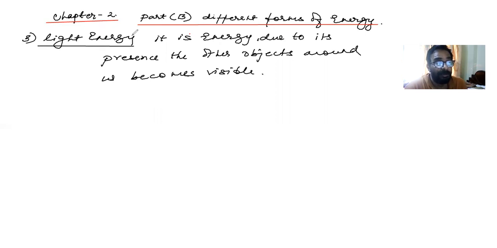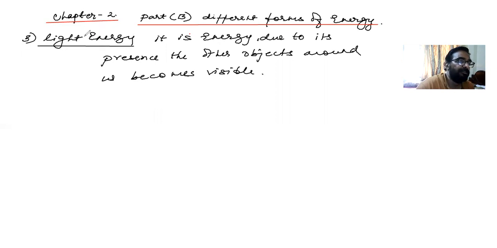Now, the source of light energy can be the sun. The burning of a candle gives light energy. Your tube lights and bulbs give you light energy. So I think it is a very important form of energy.